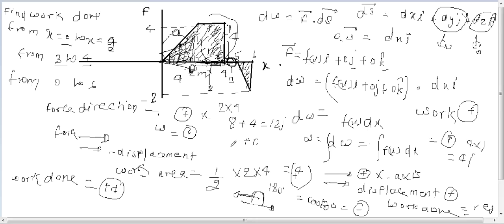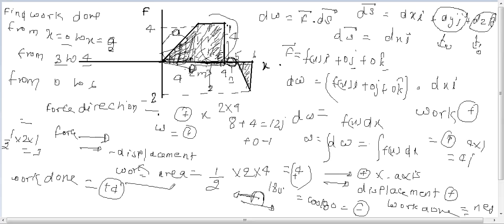So this is the direction of work done. Work done will be negative. So we have to just find this area, and we concluded that the work done will be negative. What will be this area? This length is 1 and the height is 2, so the area is 1 by 2 into 2 into 1, that will be 1, and the work done is negative, so minus 1.